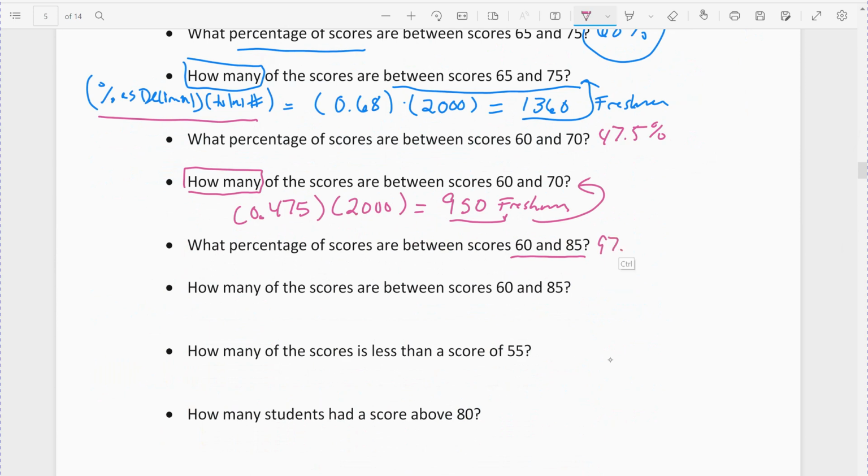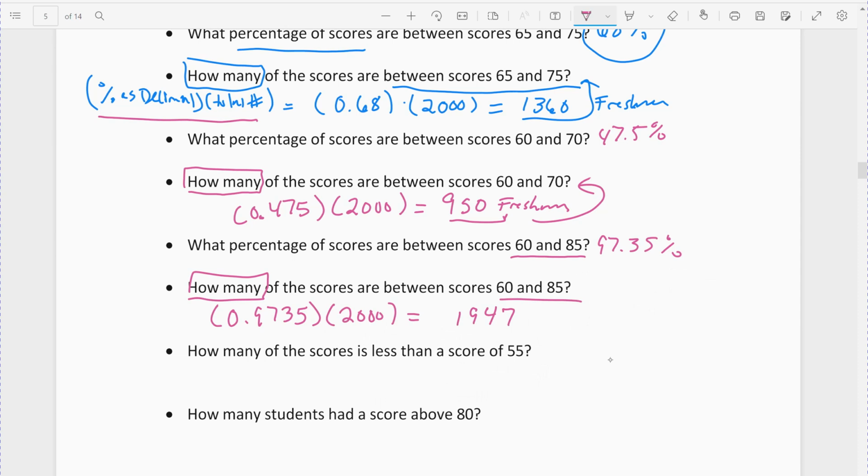So 97.35% of the freshmen scored between a 60 and 85. Now, how many? You take that as a decimal, exactly 0.9735, don't round, times our 2,000 freshmen. It should be almost all of them, right? 97% is almost all of them, and it is. Out of the 2,000, 1,947 of them scored between a 60 and an 85.